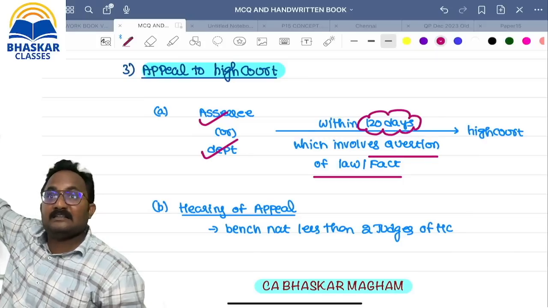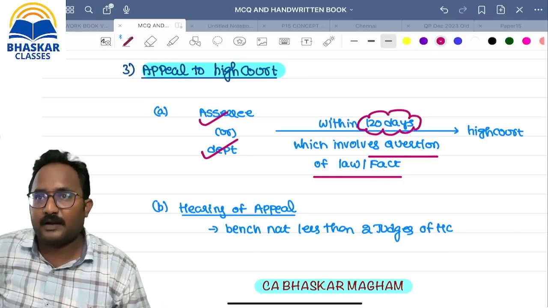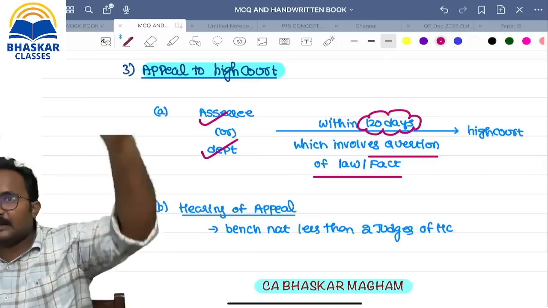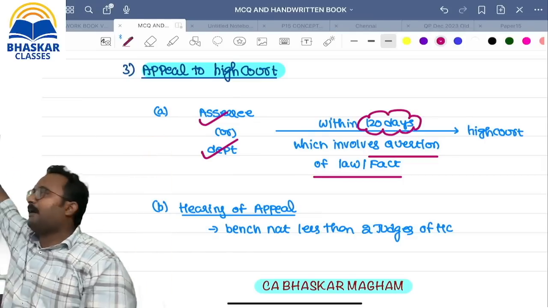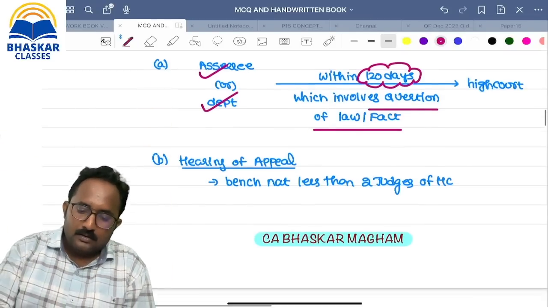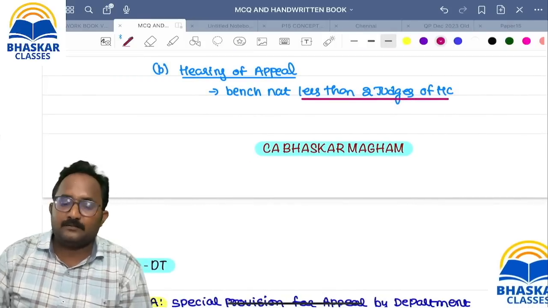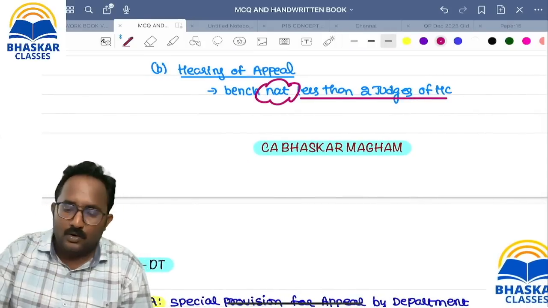Once the High Court accepts this appeal, that means it is a question of law or question of fact only. Interpretation issues. While reading the provision, we have two meanings, ma. I am taking one meaning. The department is taking another meaning. Which one is incorrect will be decided by the High Court. Clear? Now, remember, the High Court hears this case with not less than how many judges, ma? Two judges. At least two judges need to hear.